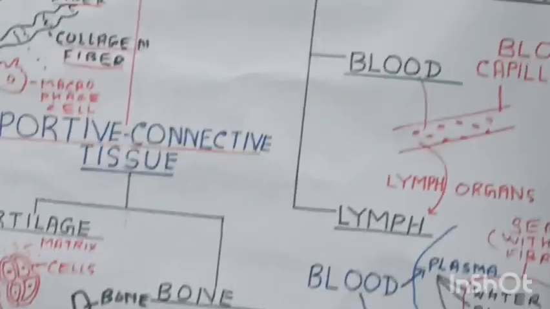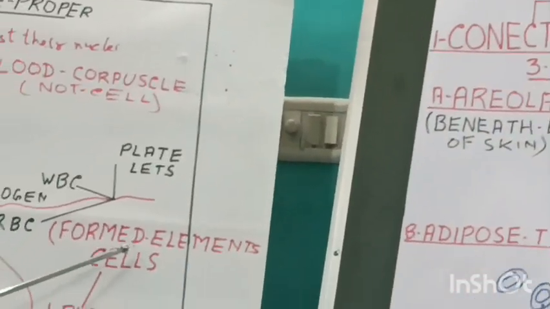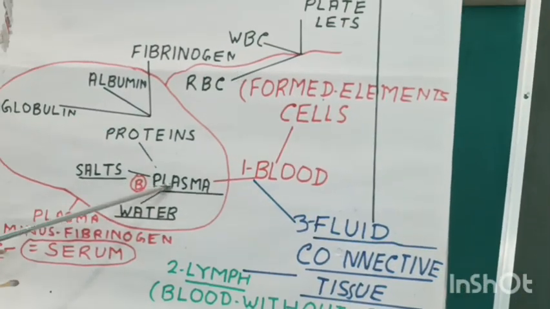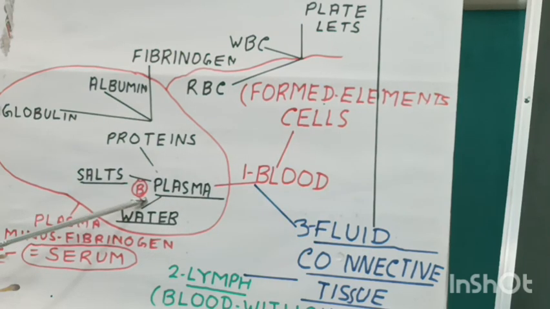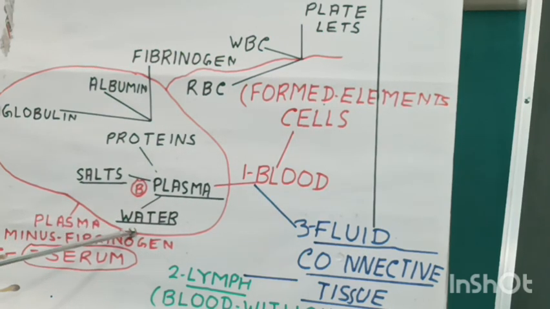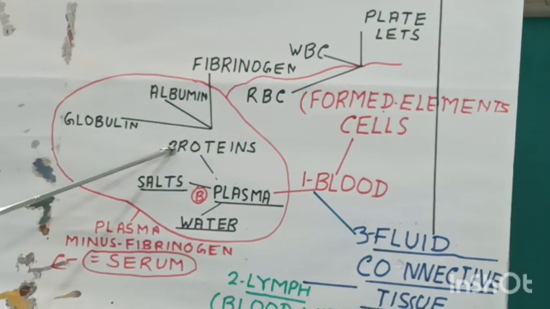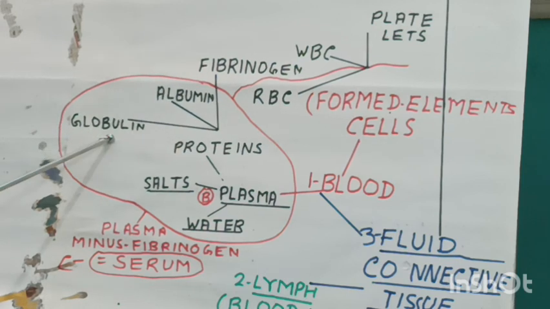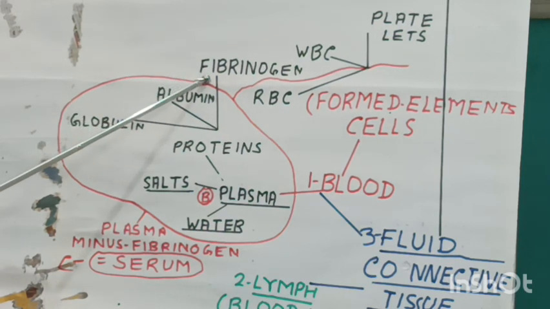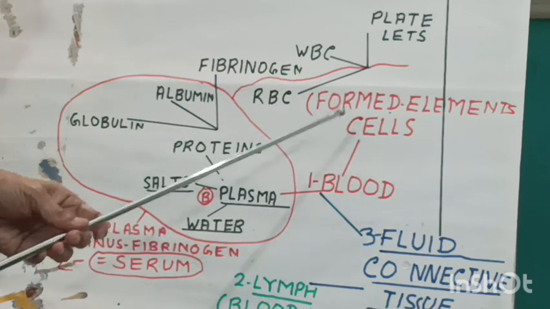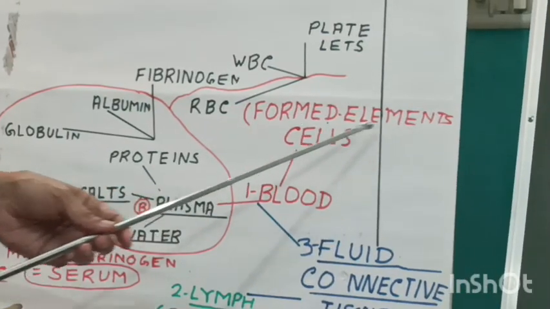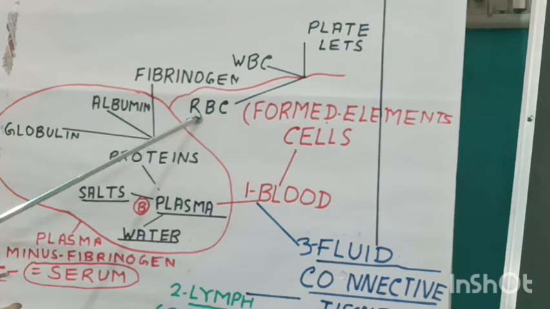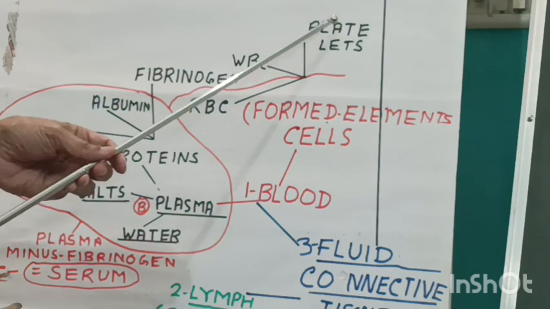In blood, what happens? Blood has two parts. One, the fluid part, which is called blood plasma. Blood plasma contains some water, some salts, and some proteins. Proteins are of three types: albumin, globulin, and fibrinogen. Then blood contains some formed elements or cells. They are of three types: RBC, WBC, and blood platelets.